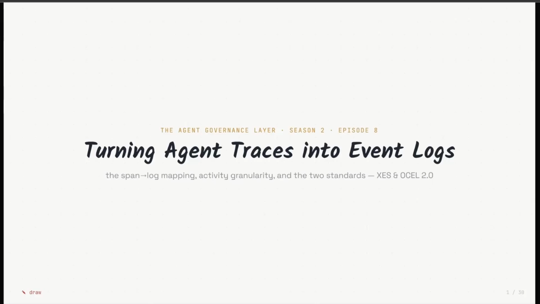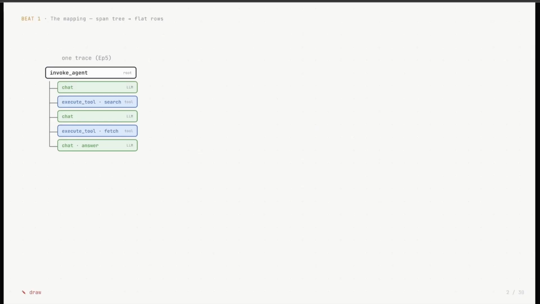Today's episode is about how we turn agent traces into event logs. We will also be talking about our two standards, which are XES and OCEL 2.0. So, a small recap. Here we have our trace.